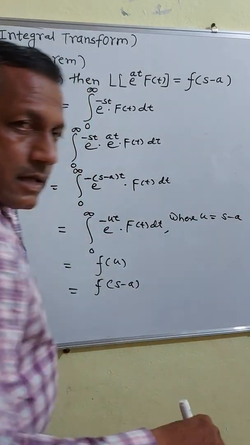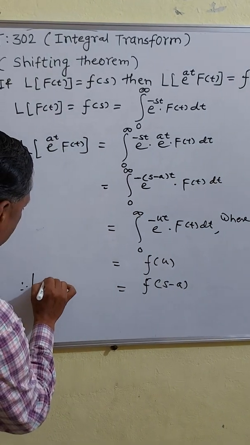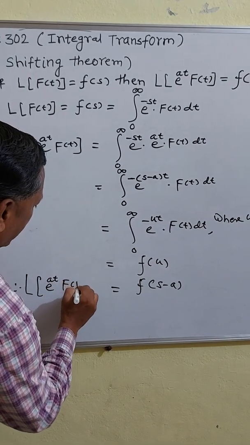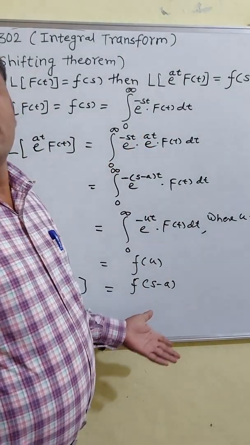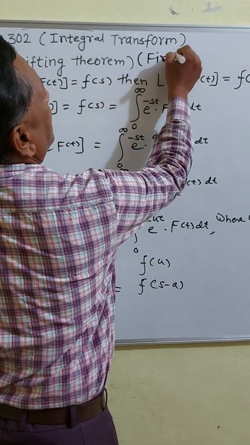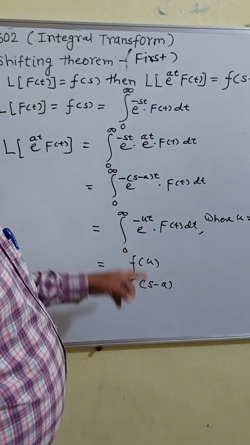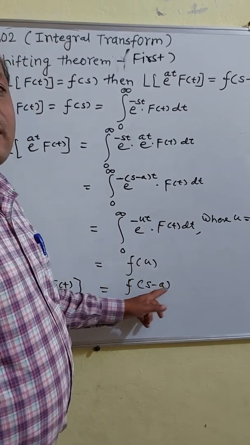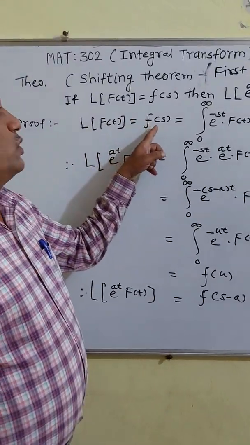Thus we have Laplace transform of e raised to at into f of t is equal to F of s minus a. So this is known as the first shifting theorem. Laplace transform of e raised to at into f of t is equal to F of s minus a, where Laplace transform of f of t is equal to F of s.